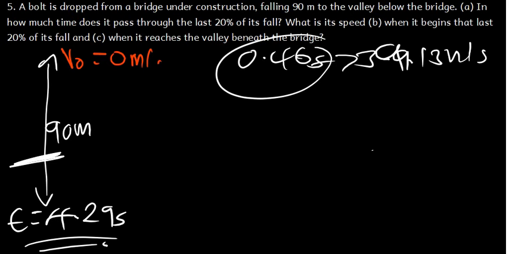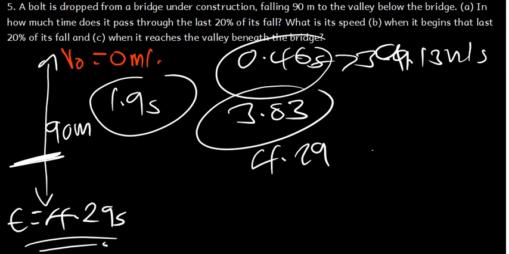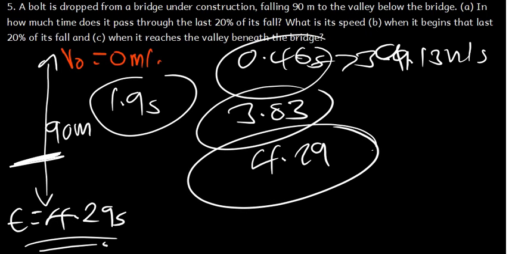Then now this question, when it begins that last 20%, when it was going down, meaning that it's going to be 3.83. But if they ask you to say the first 20% of falling, then the answer is going to be 1.9 seconds. Okay, so the second part B, the answer is this one. The fourth one, or the third one, which is when it reaches the valley, then the answer is going to be 4.92 seconds.